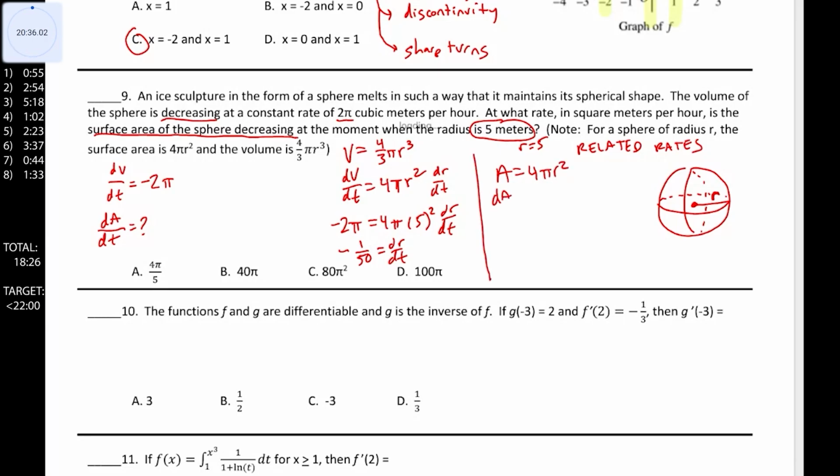So if we want the change in area over time, we need to differentiate both sides with respect to time, and we get 8 pi r dr dt. And now we have all the numbers that we need for this one. We've got the radius, which is 5, and we got the dr dt, which we just found was negative 1/50.